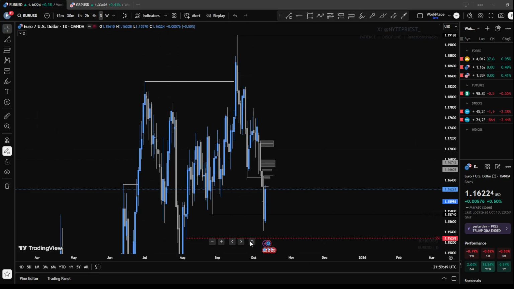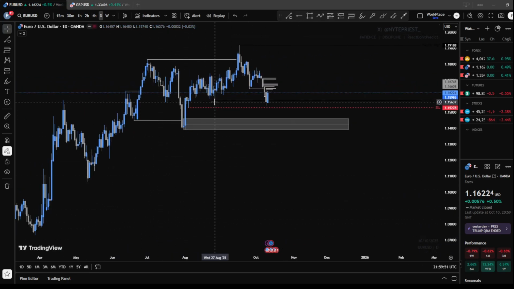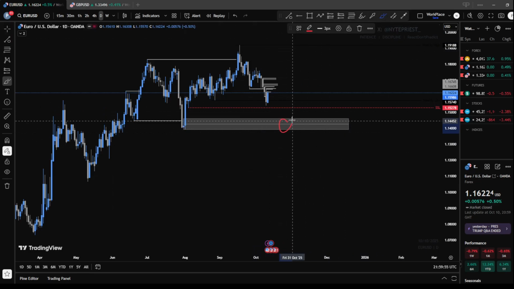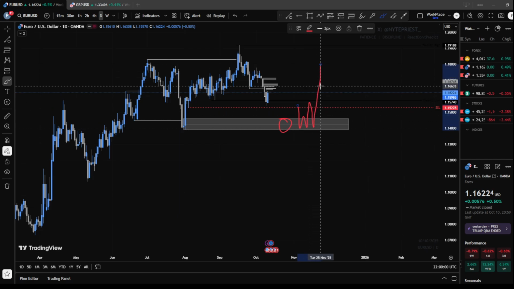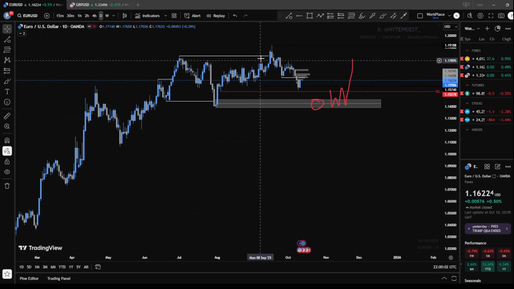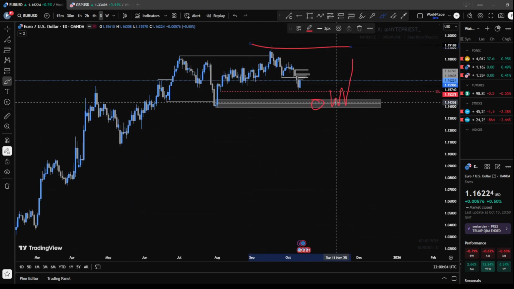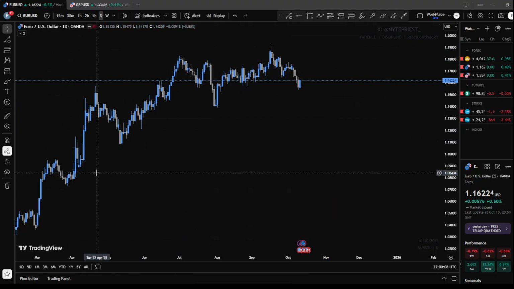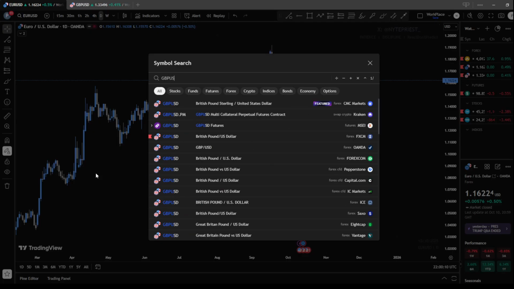That's where I'll be looking for sales. And when we reach this order block, that's where I'll be looking for a confirmation to buy to target this liquidity here. Okay. So let's go to GBPUSD.